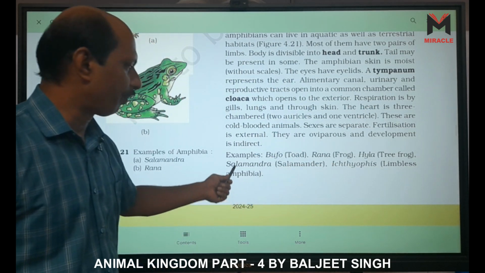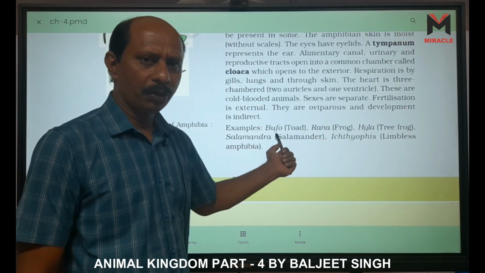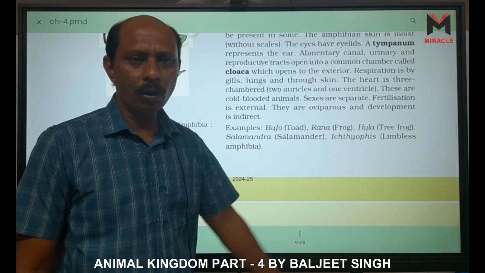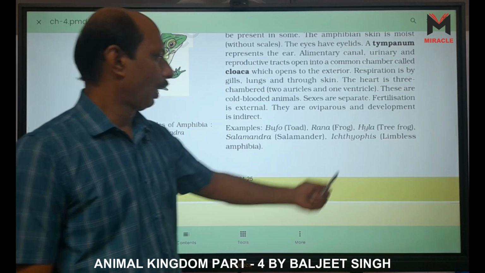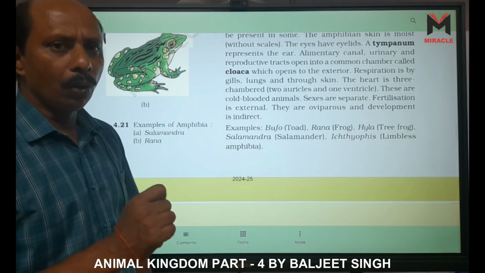Ichthyophis is a limbless amphibian. Some examples are given: Bufo, the toad, Bufo melanostictus, full name is there, and Rana tigrina, that is the frog. They belong to which order? They belong to Anura. Hyla, the tree frog, also belongs to Anura because they have no tails.